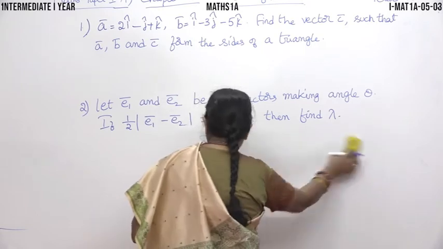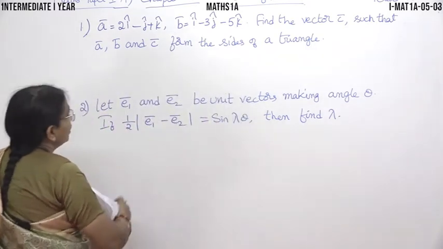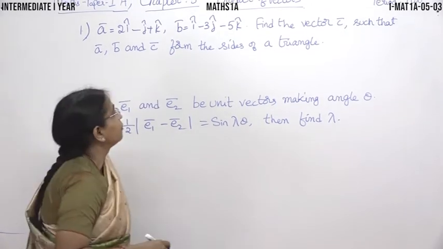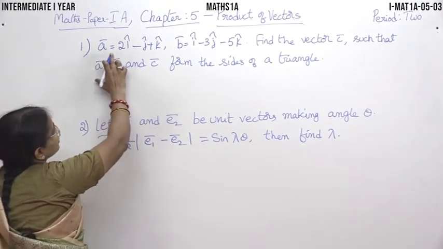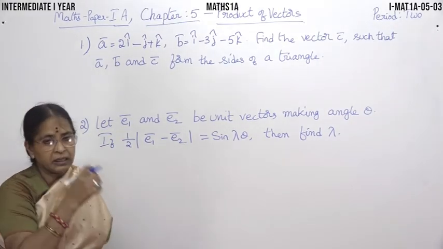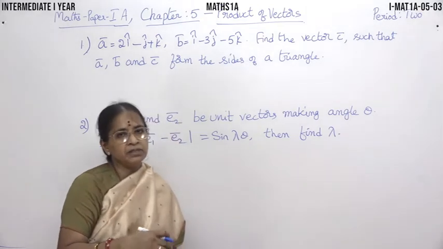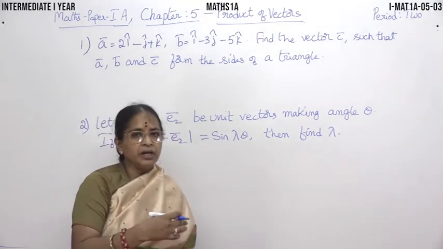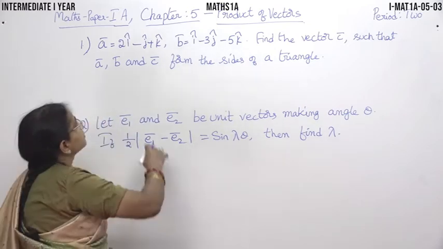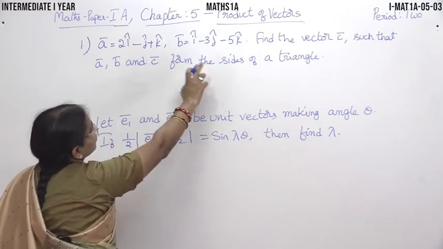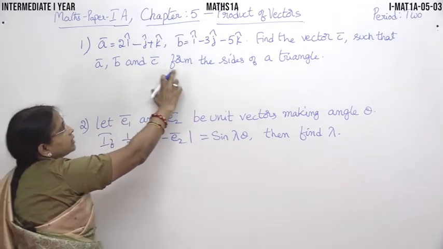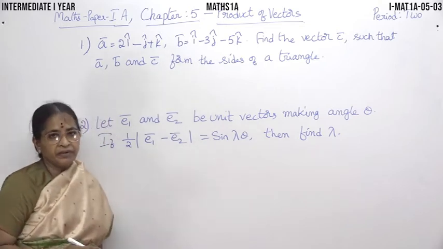Okay, next, now we already solved 3 problems. Now we'll continue with the problems. So another next problem is, these are all there in exercise 5A. These are exercise 5A problems and also examples. I included important examples and also the exercise problems. So now see, A and B are two vectors given. Find the vector C such that A, B and C form the sides of a triangle.